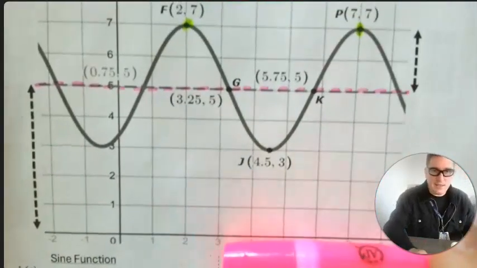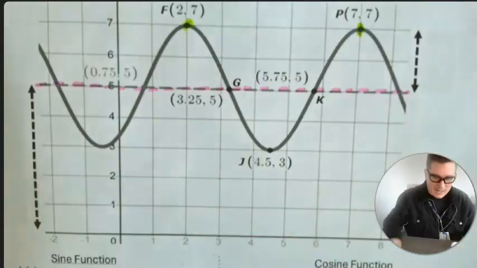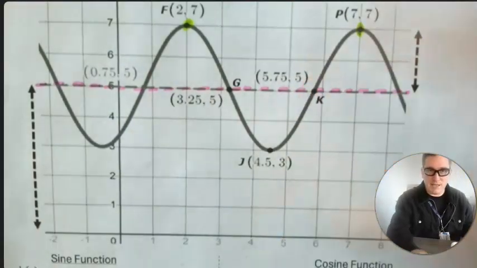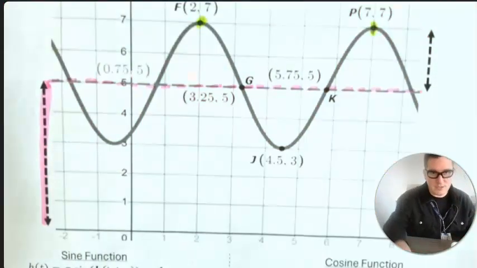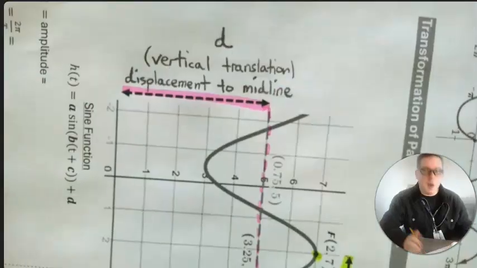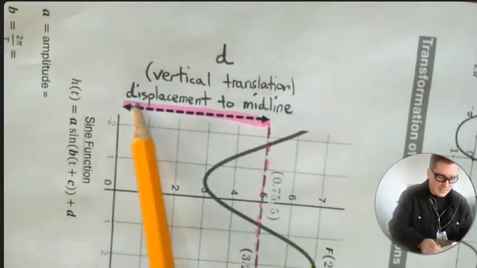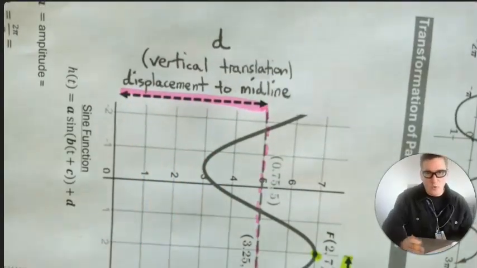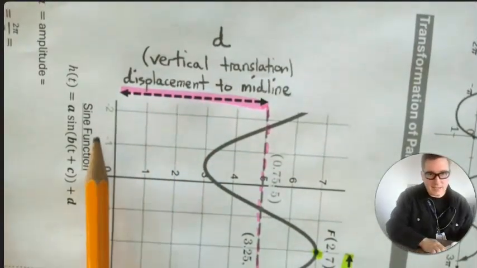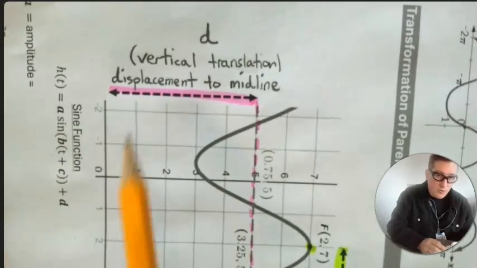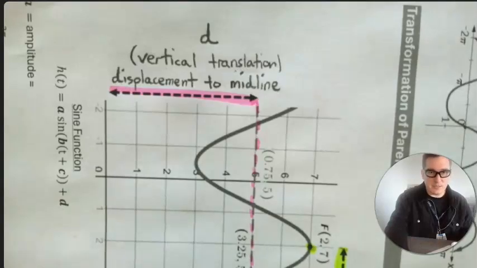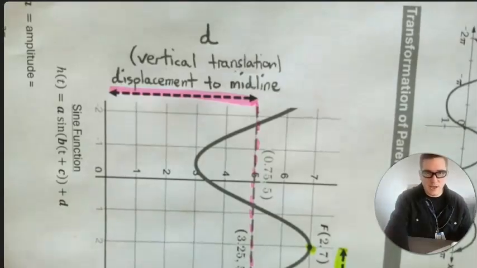And the midline is displaced from the x-axis, and the distance to the x-axis is called the displacement to midline. We're going to write that right here on this side. This is called the displacement to midline. All right, turn your sheets around so we can write displacement to midline. Displacement just means how far away it is from the x-axis. It is also basically a vertical translation, and we're going to use the letter D to represent that. Go ahead and hit pause and write that down.